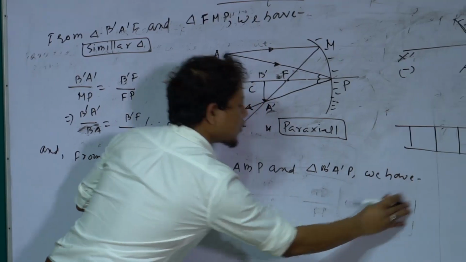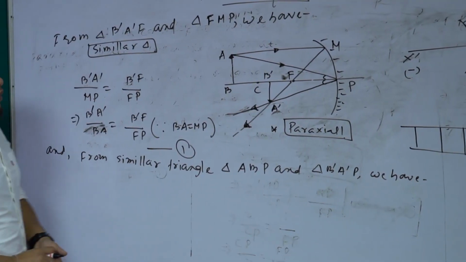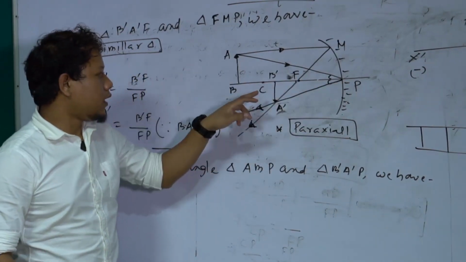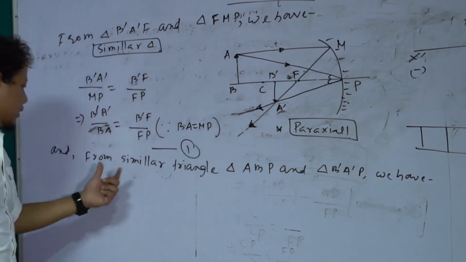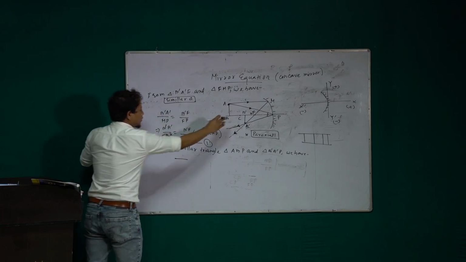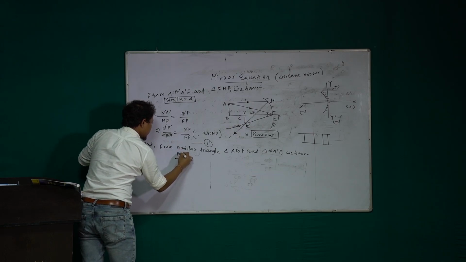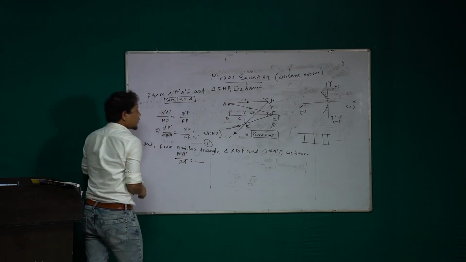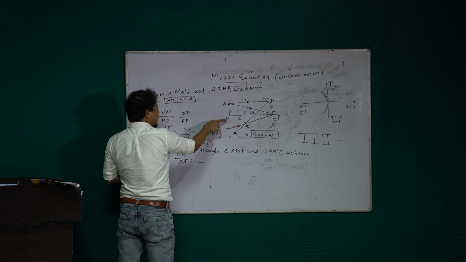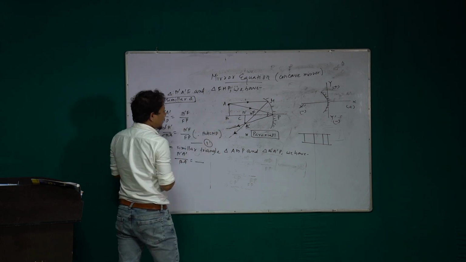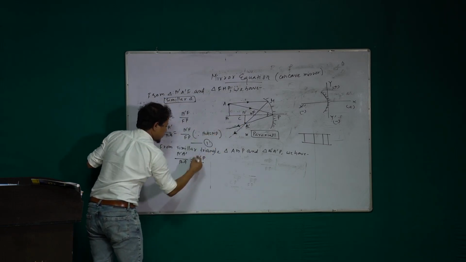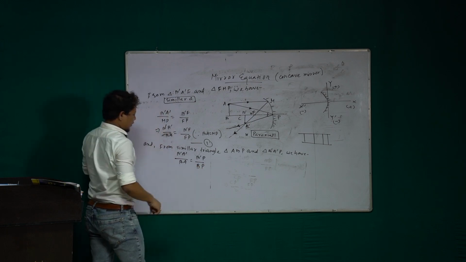Why are they similar? Because these two angles are equal. You can mention that since angle APB equals angle B'PA', these two triangles are similar. So again, from similar triangles the ratio of the sides is equal, so B'A' divided by BA equals B'P divided by BP. You just refer to the triangle. I hope it's clear.